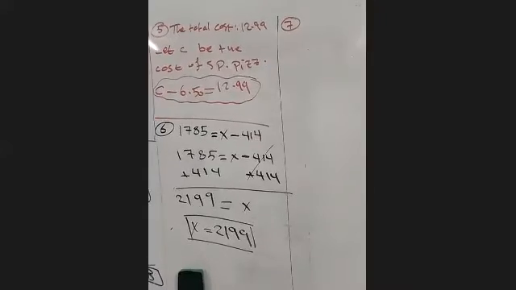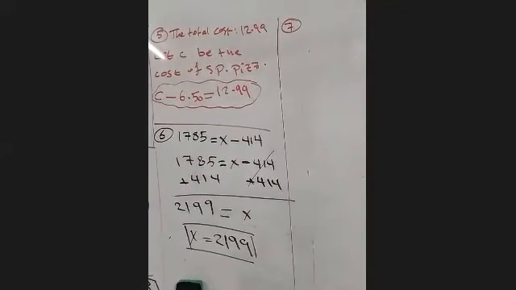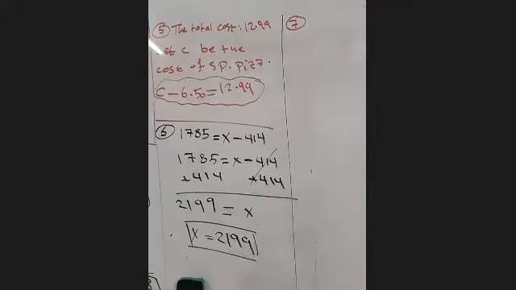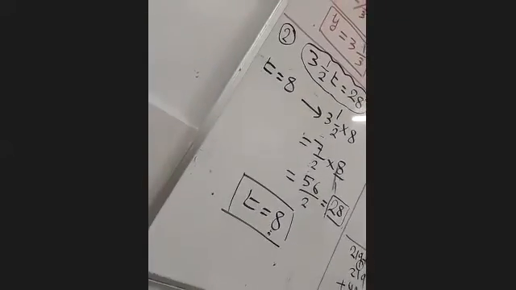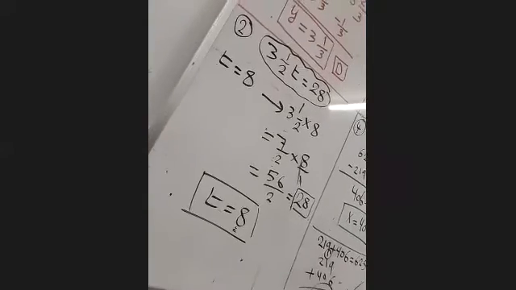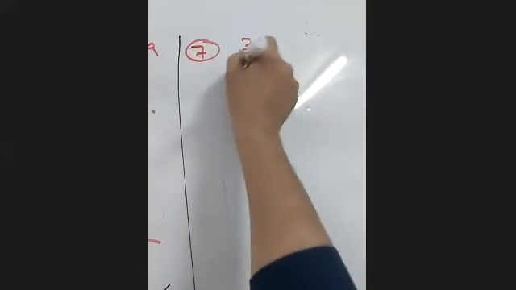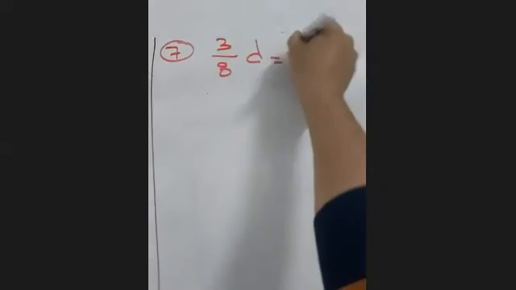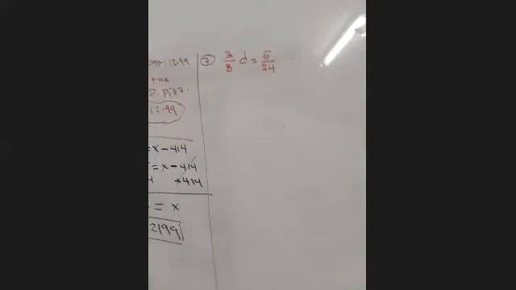Yes, Mister. Read, my son, question 7. Okay. Solve 3 over 8D equal 5 over 24 for D. Solve 3 over 8D equal 5 over 24, right? Yes. 3 over 8D equal 5 over what? 24. Yalla, how do we solve this equation, Omar?